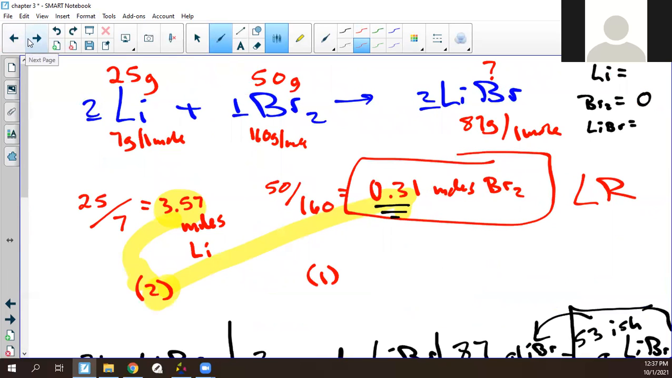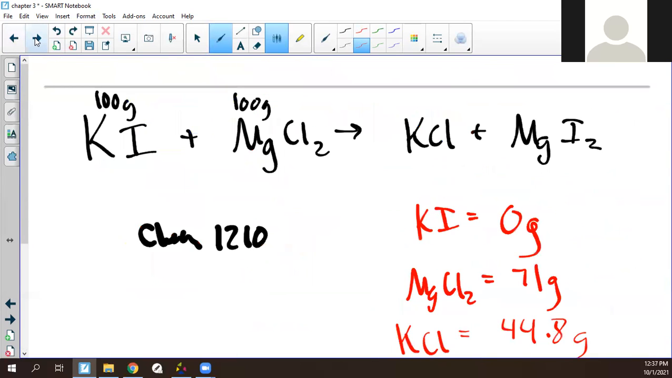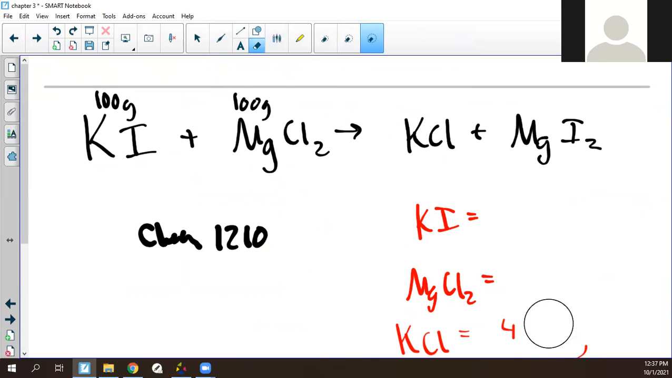What time is it? I have 13 minutes. Can we do another one in 13 minutes? We could, or we could push through. All right, here you go. 100 grams of each thing.